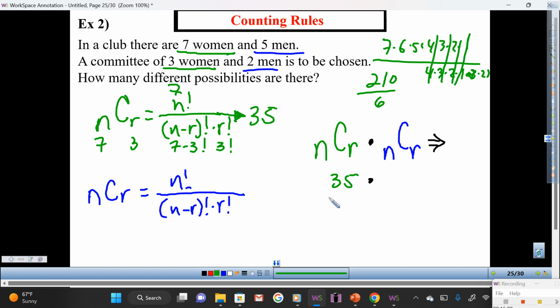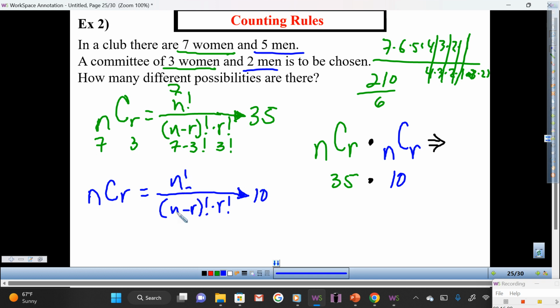All right. Hands up if everybody's following. Yes. Okay. For the men, what'd you get for the men? Male. 10. Hands up if you got 10. That is correct. Double check your work if you didn't get 10.